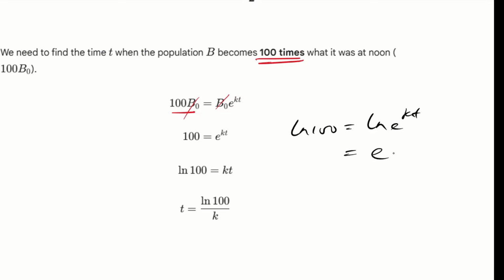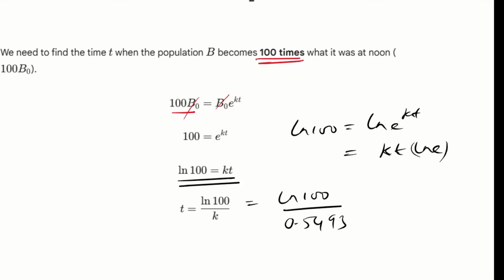So that is kt ln e. This will be k into t into ln of e, where ln of e is 1, log to the natural base is 1 only. So ln 100 is equal to kt. So we get time t is equal to ln 100 divided by k. K is found to be 0.5493.